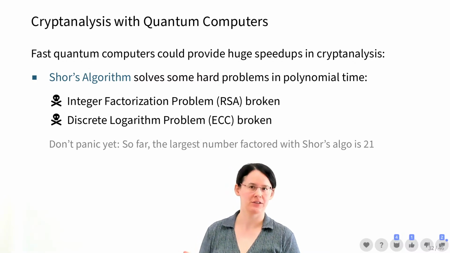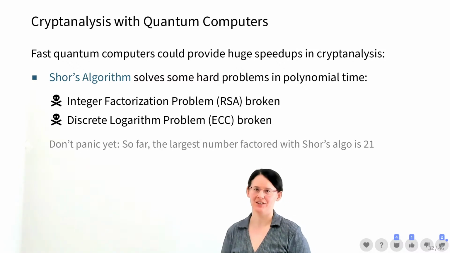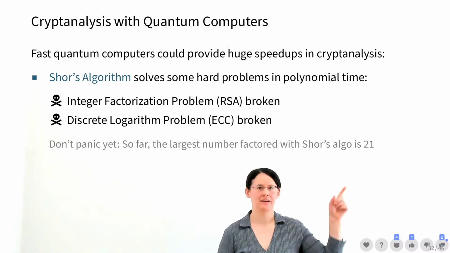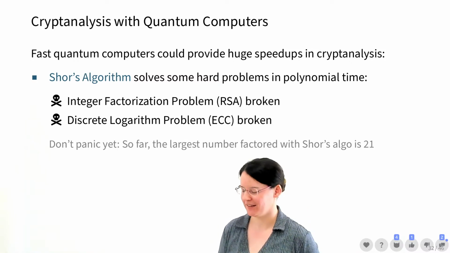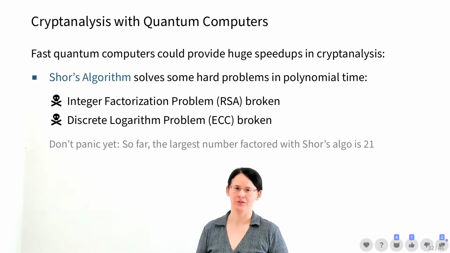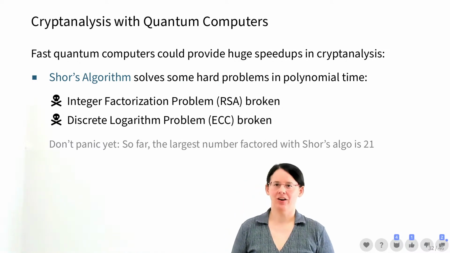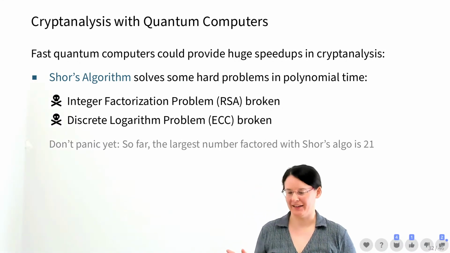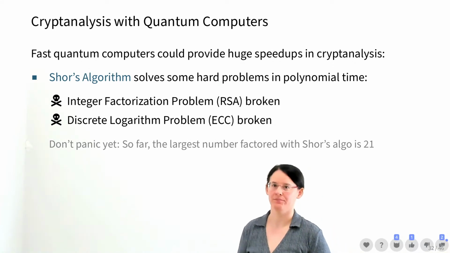So far, to the best of my knowledge, the largest number that was factored with actual implementations of this Shor algorithm is 21. Now, that's not very impressive. And actually, even for that, you need a lot of effort to get that working. Okay, so no need to worry right now, but this should be on your mental landscape. So probably by the time you've been working in your job for 20 years, the situation looks a bit different. That's why I'm talking about it now.